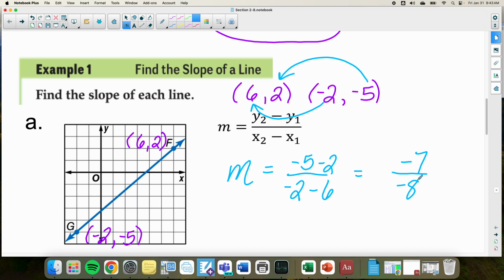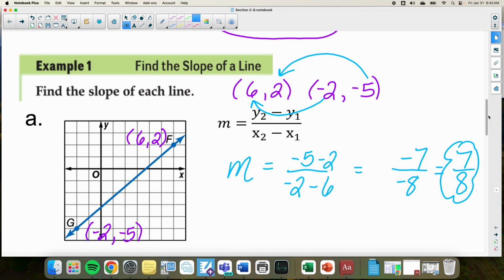If you're not good at that, like if adding and subtracting positives and negatives is hard for you, just use your calculator. Do -5 subtract 2, -2 subtract 6. Now, do you guys know what happens when you have negative divided by a negative? Positive. So this would be 7 over 8. And you don't ever change it to a decimal or to a mixed number. You leave it as a fraction.